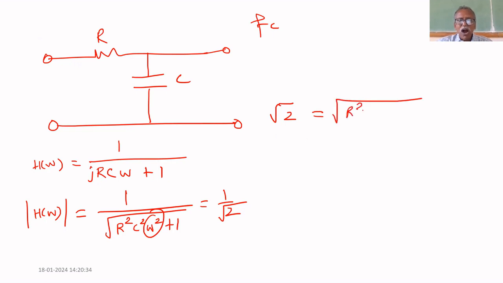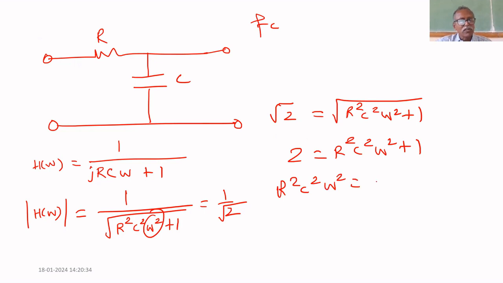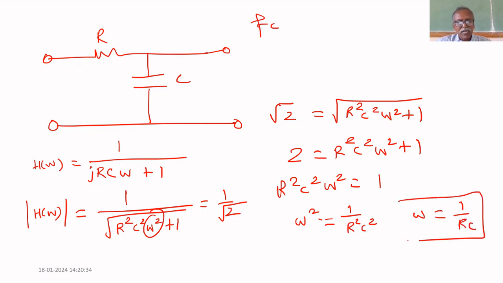Root 2 equals square root of R square C square omega square plus 1. 2 equals R square C square omega square plus 1, or R square C square omega square equals 1, or omega square equals 1 by R square C square, or omega equals 1 by RC. So that I equated to 1 by root 2. That's why at that frequency, it is the cutoff frequency omega C. That's why omega is replaced by omega C.